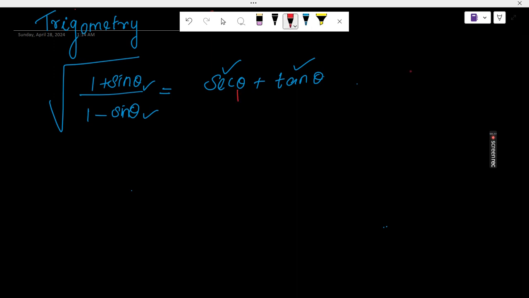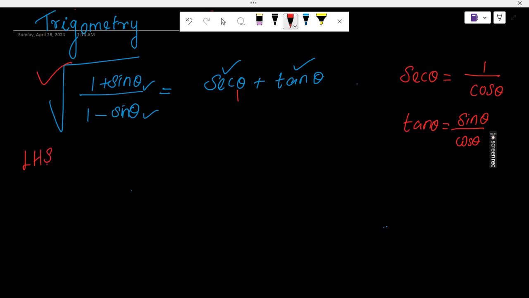So what is this secant? Secant is the reciprocal of cos, right my dear? And we have a tan, right? So tan we can write in a simplified form, that is sine divided by cos. As usual, take the LHS. So what is in the LHS? We have a root sign, keep in mind, and 1 plus sine divided by 1 minus sine, right?